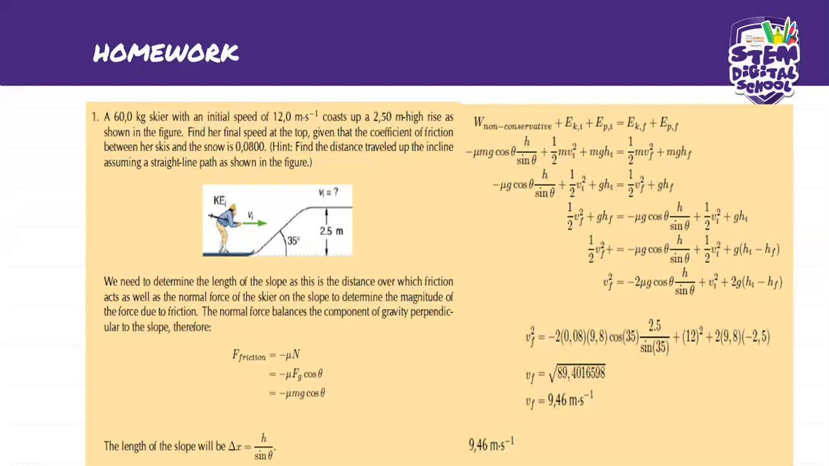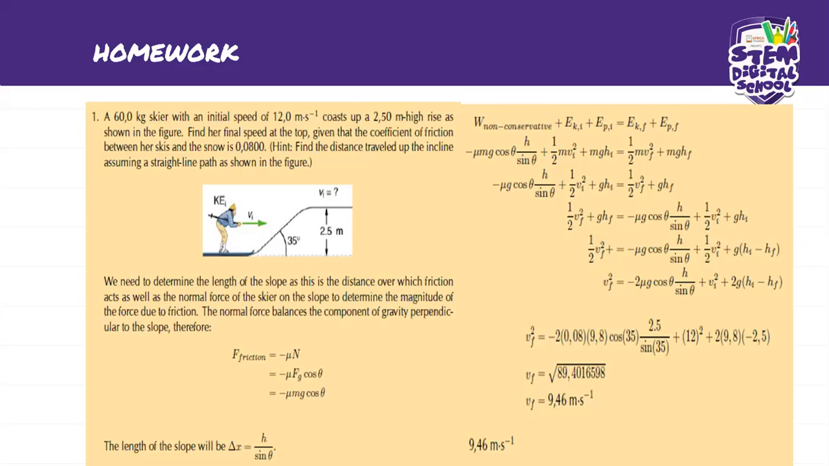We had this homework for today. It says a 60-kilogram skier with an initial speed of 12 meters per second coasts up a 2.5-meter high rise as shown in the figure. So here's your skier and he's trying to move up this slope. Find her final speed at the top, given that the coefficient of friction between the skis and the snow is 0.08. Then find the distance traveled up the incline, assuming a straight line path as shown in the figure.